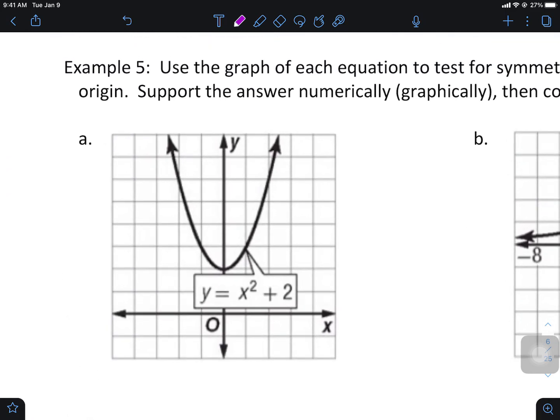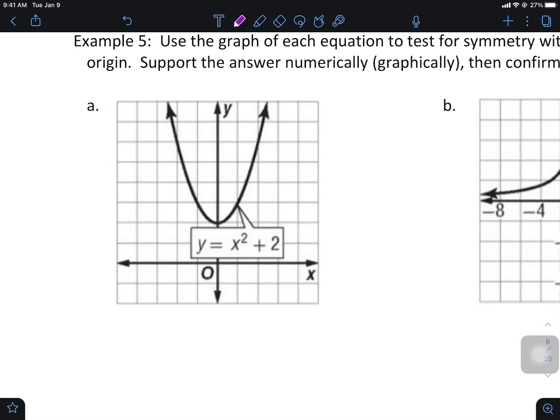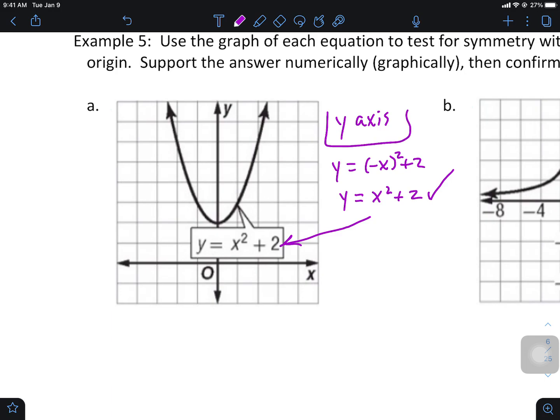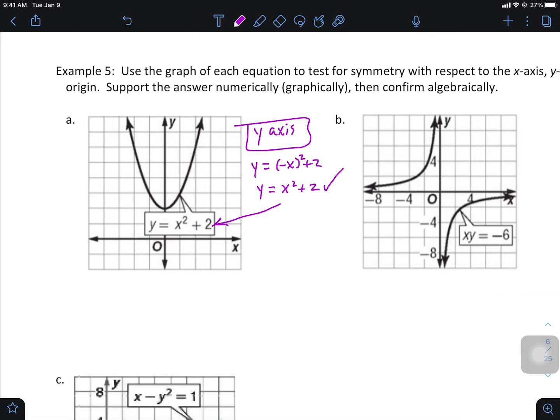On example 5, or I guess A right here, we have x squared plus 2. It appears to me like it's symmetric across both sides of your y-axis. So I'm going to assume that it's y-axis symmetry, and then I'm going to test it out algebraically. I need to show that, and that one was plug in negative x. If you go back to your notes, sometimes you're going to need to go back to your notes for this lesson. Eventually you'll get it to where you memorize it. And since that matches right here, this is truly y-axis symmetry. That's literally all you've got to do there.